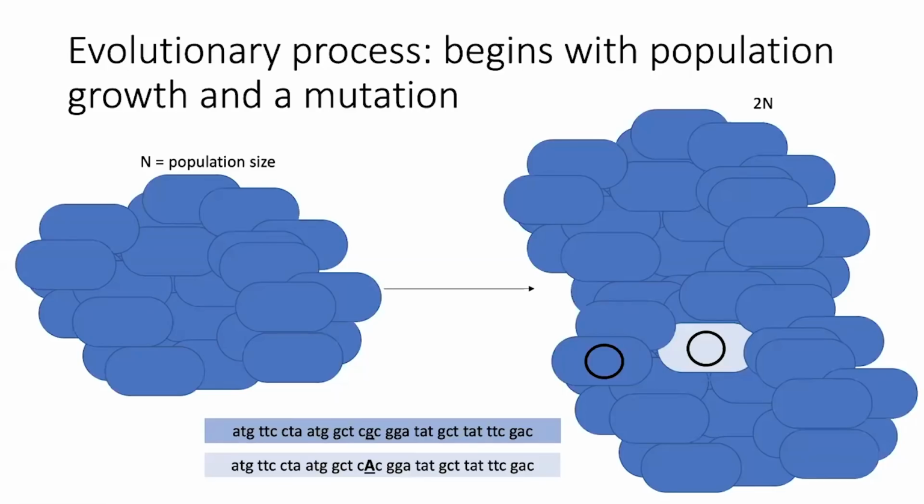Okay, so we get a mutation. I'm just showing you how I'm going to be using these different symbols through the next set of slides, where this is the ancestral DNA, and here right in the middle of the sequence there is a G that has turned into an A.